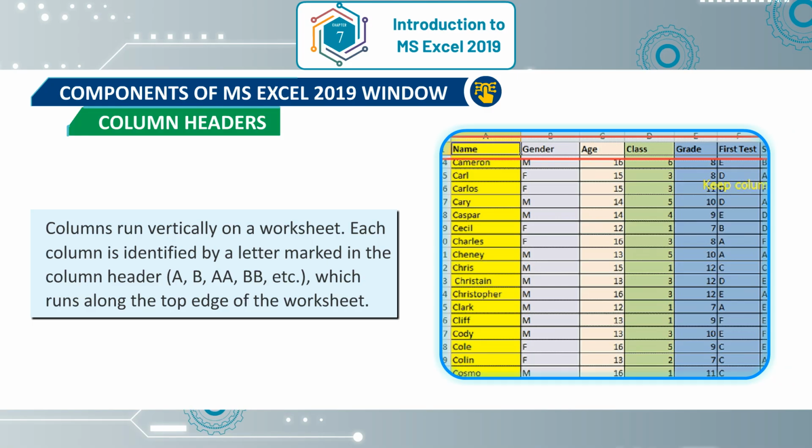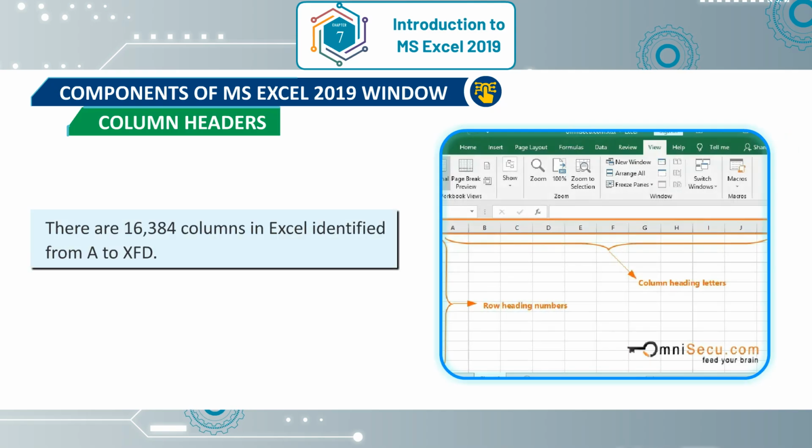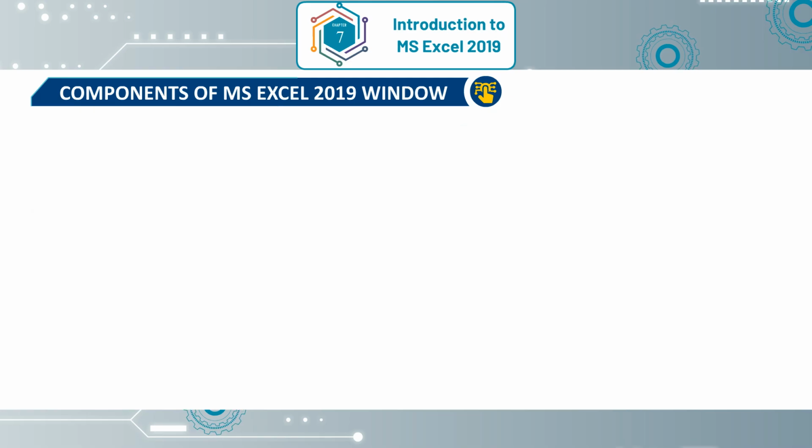Column headers. Columns run vertically on a worksheet. Each column is identified by a letter marked in the column header, A, B, AA, BB, etc., which runs along the top edge of the worksheet. There are 16,384 columns in Excel identified from A to XFD.